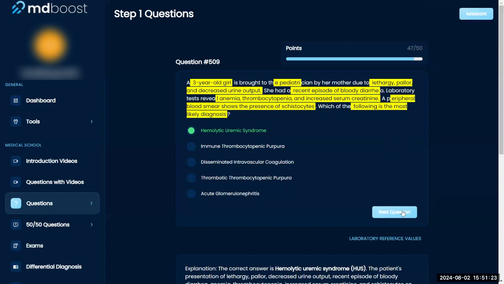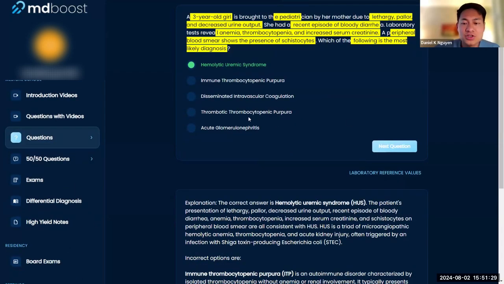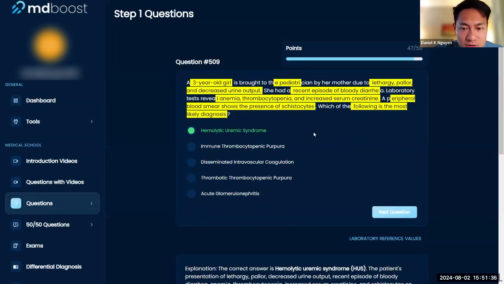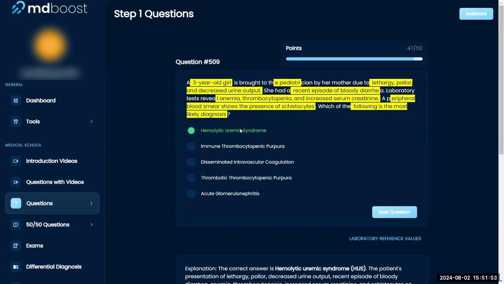So HUS and TTP, you're saying TTP can be from a bacterial illness like that? No, it has similar symptoms, is what I'm saying, but it's from the ADAMTS13. The reason you learn them together is that if they gave you all these same symptoms without much else, the only difference between these two is neurologic. So if they have a neurologic sign, it's TTP. If they don't have it, then it's HUS.